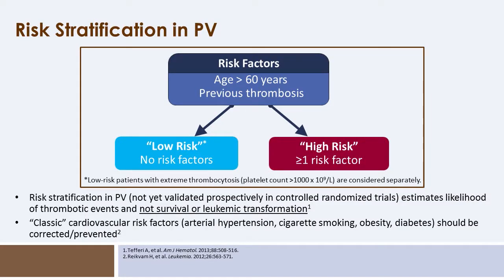Now, historically, risk stratification had been based solely on age over 60 and the presence of a prior thrombotic event. If you had one or both of these factors, you were high risk. If you had neither, you were low risk. We considered as well other intermediate factors, including cardiovascular risk factors such as arterial hypertension, smoking, obesity, and diabetes. We'll discuss in a bit how we utilize these risk criteria and risk scores as we determine whether or not to include cytoreduction in a patient's treatment profile.